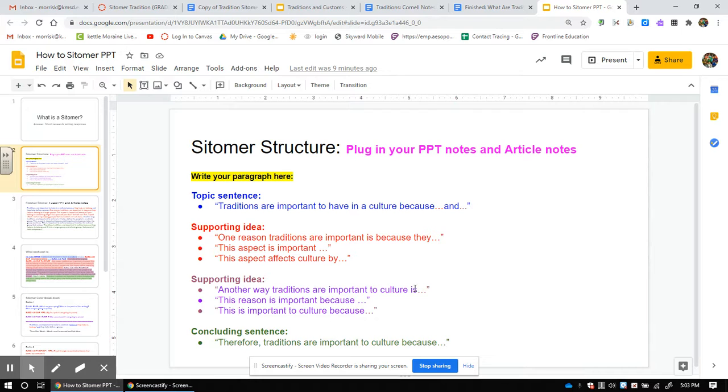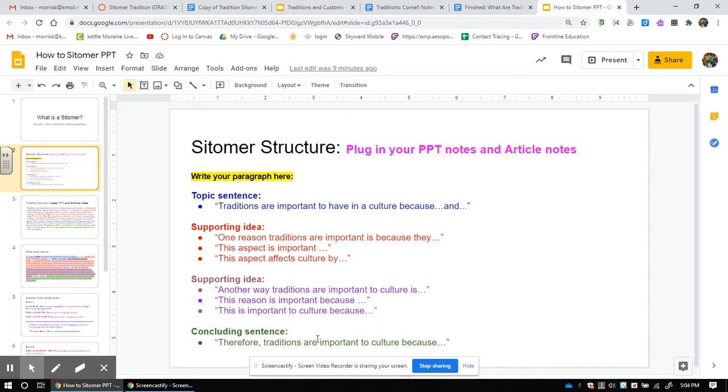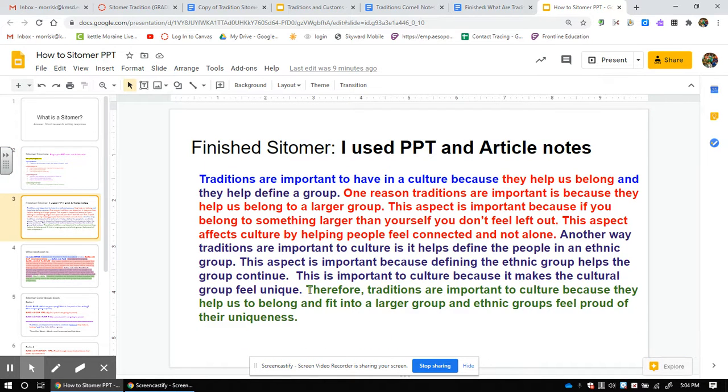Another way traditions are important. The reason this is important to culture because, and I'm going to plug my notes from slide 10 there, and that's how I got this purple section. The last section is the conclusion. Therefore, traditions are important to culture because they help us belong and fit into a larger group, and ethnic groups feel proud of their uniqueness.